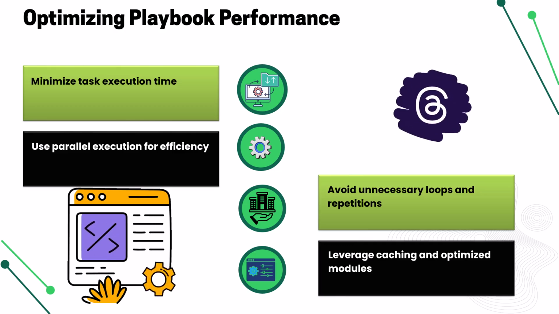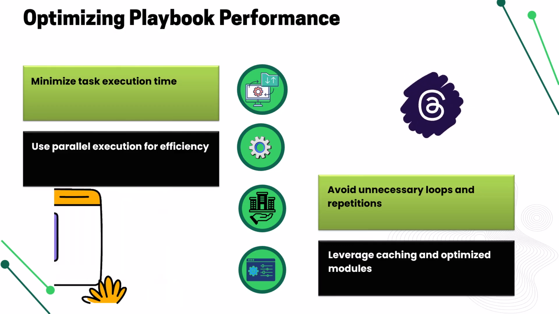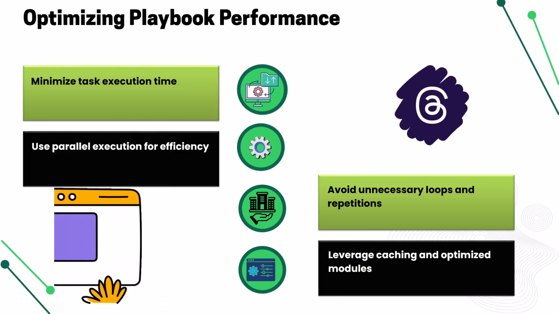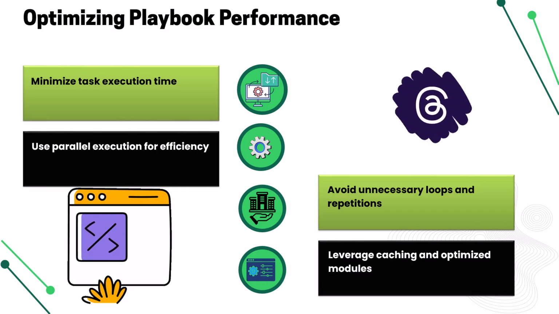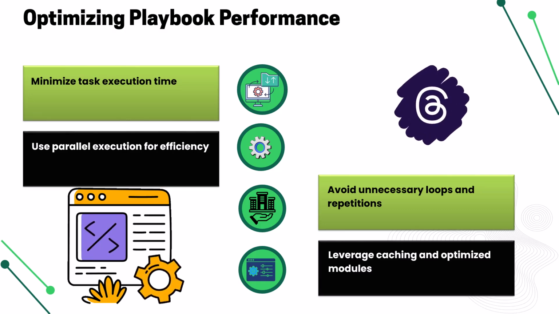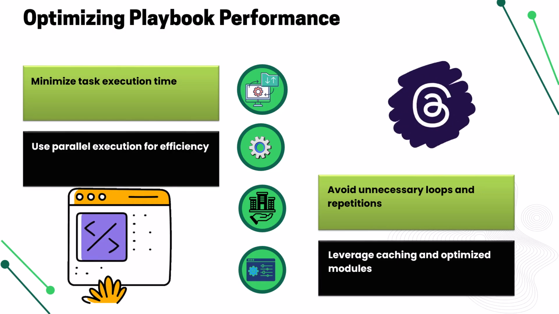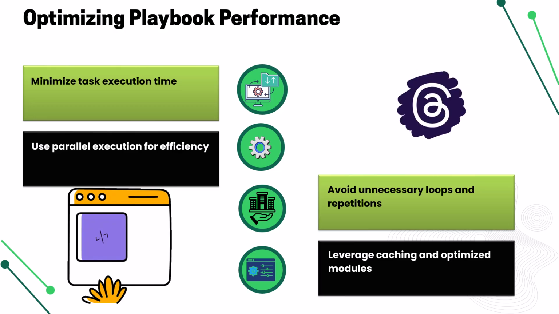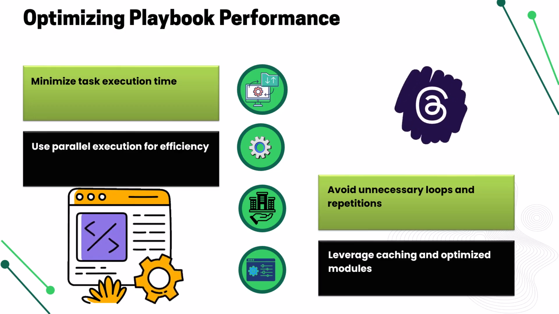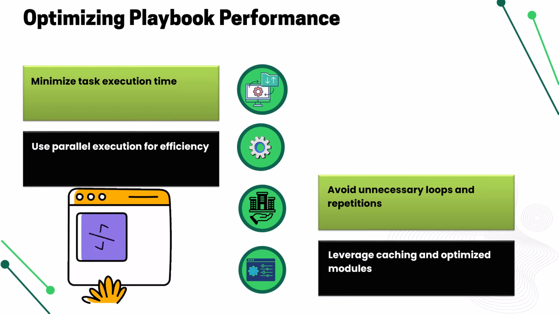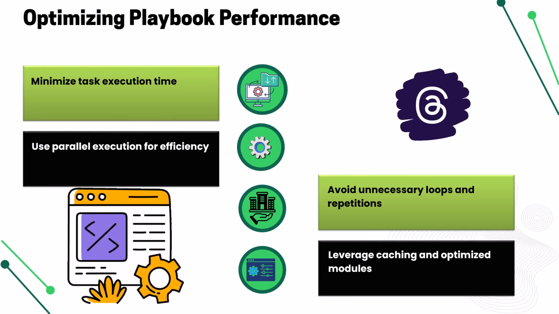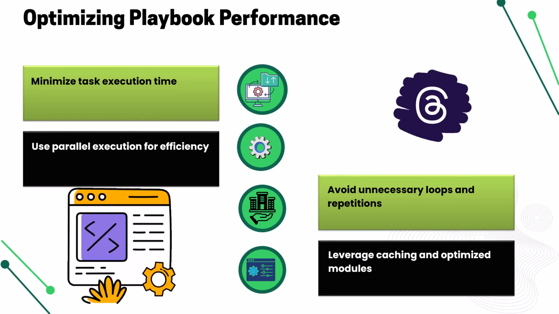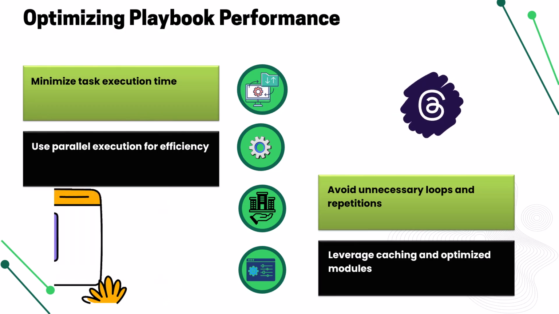Performance optimization is the secret sauce. Speed things up by reducing task execution time. It's like skipping the unnecessary dialogue in a movie. Parallel execution is a game changer. It's the difference between making one sandwich at a time versus prepping an entire tray in one go. Ditch loops that don't add value. It's like skipping unnecessary trips upstairs. And use caching and optimized modules. They're like having a fast-forward button for automation.